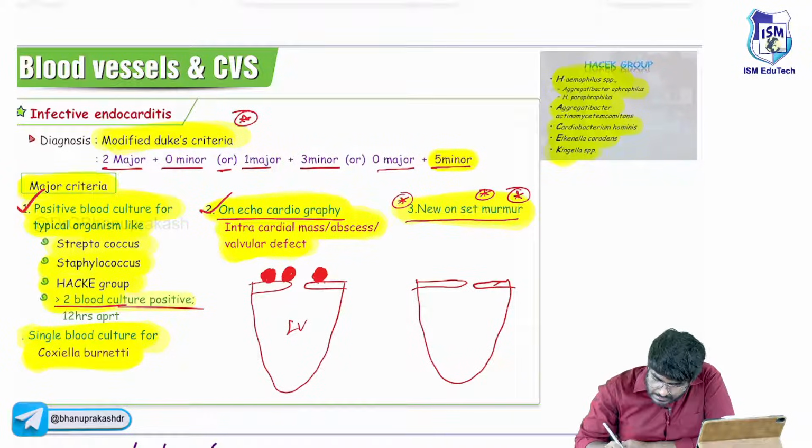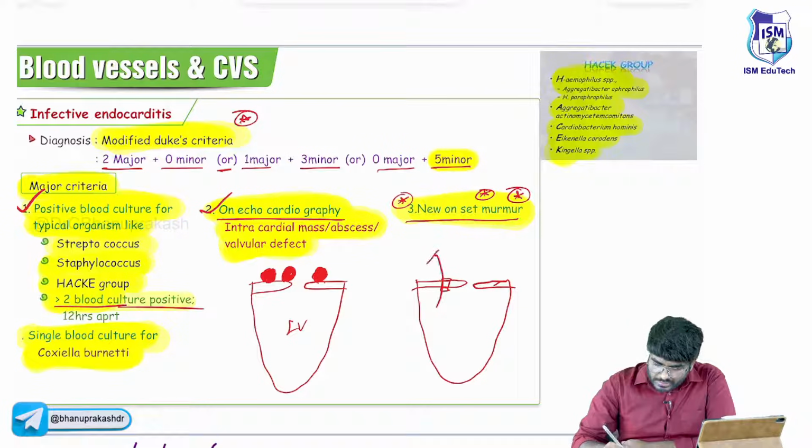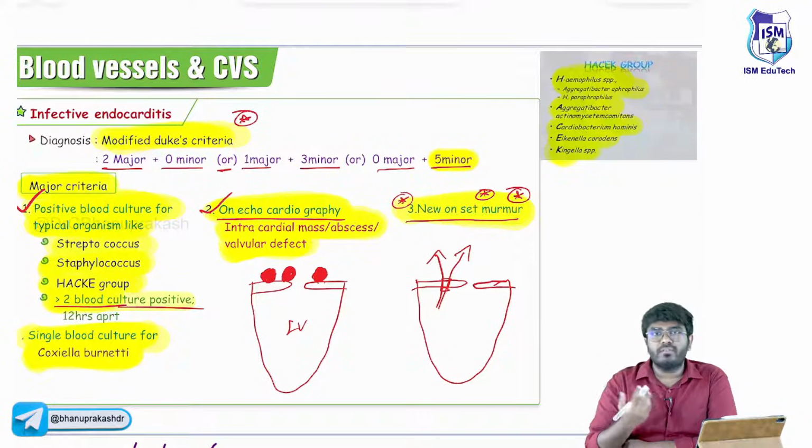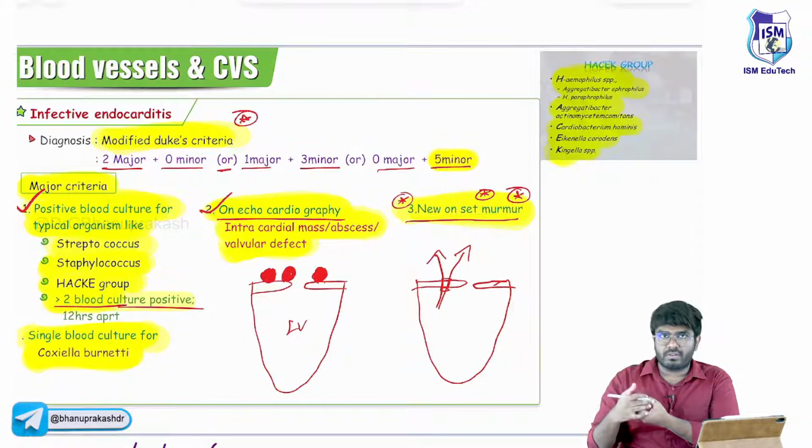Why? Because the walls are going to be damaged. The valve leaflets are going to be damaged, so that there is regurgitation of the blood. There is going to be abscess formation in the valve leaflets. So there will be complete destruction of the valve.